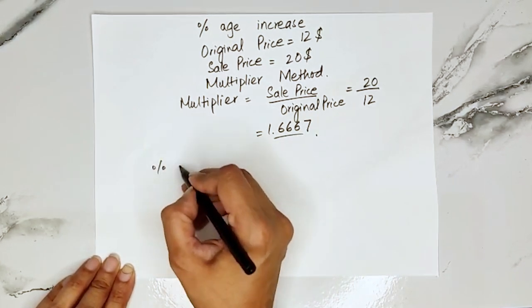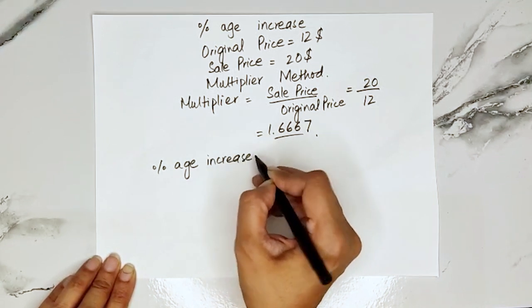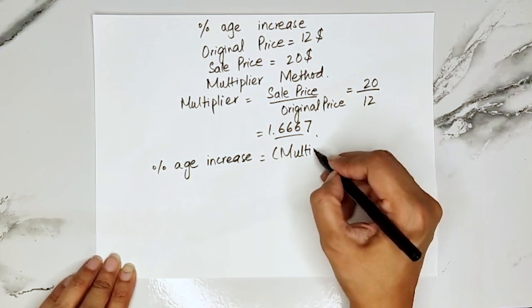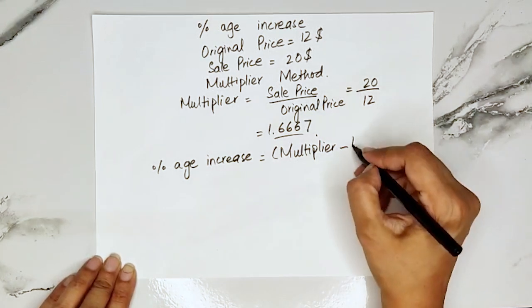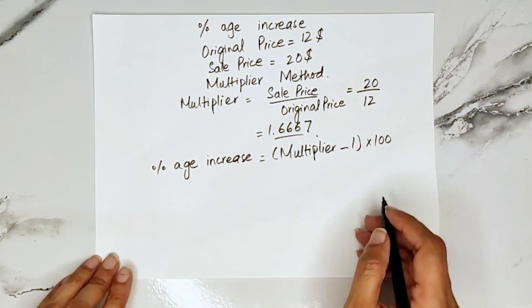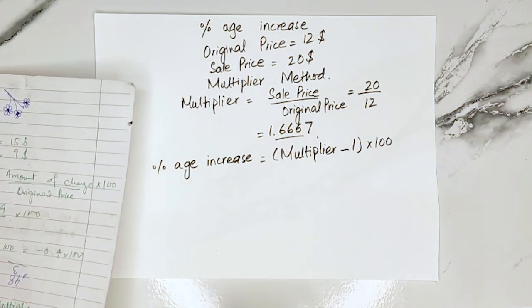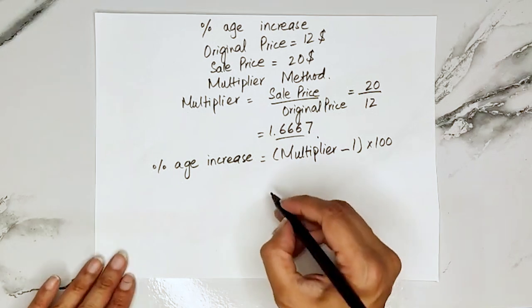To find out the percentage increase, we will be doing multiplier minus 1 into 100. Now over here we are subtracting 1 from the multiplier because we have to determine how much the original price has changed, right?